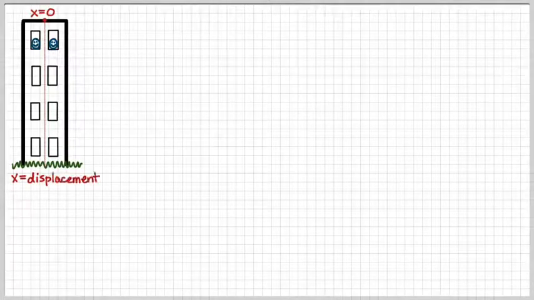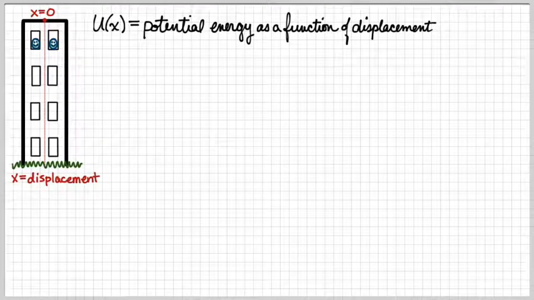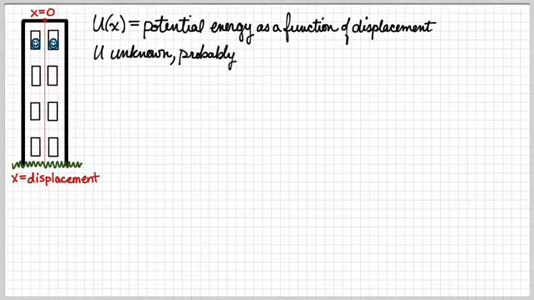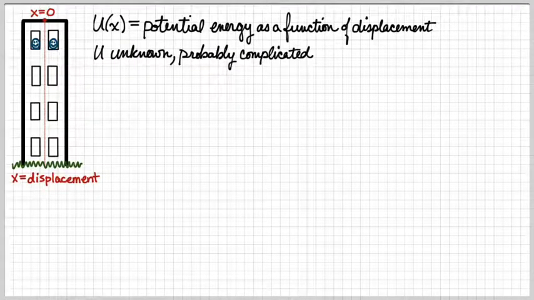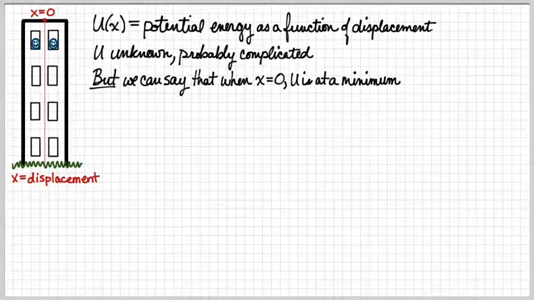This is the midline of the building, and we're going to say that this building is currently at equilibrium. Equilibrium means a couple of things. 1. The displacement, x, is 0. 2. If we say that capital U is the potential energy of the building as a function of x, U is an unknown function and it's probably very complicated, but we can say that when x equals 0, the potential energy is at a minimum. This building doesn't want to move around. It doesn't want to wiggle.